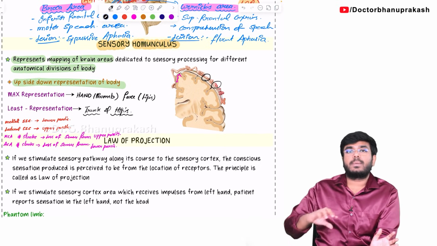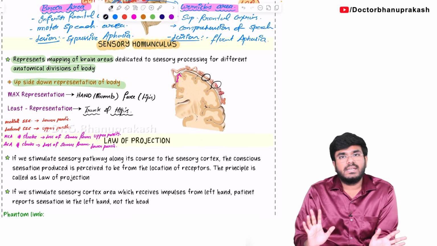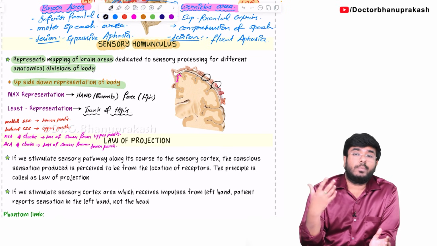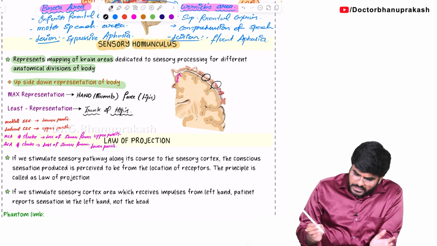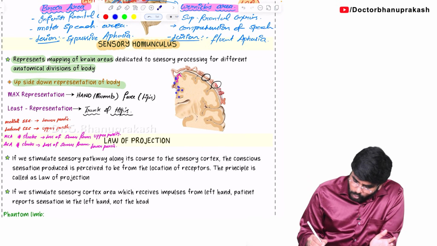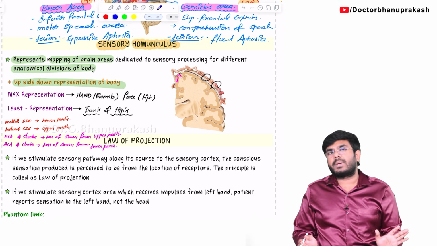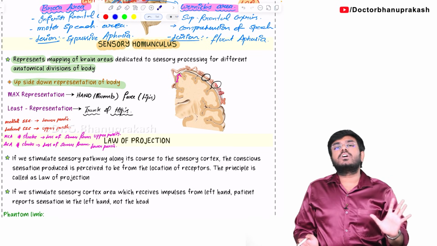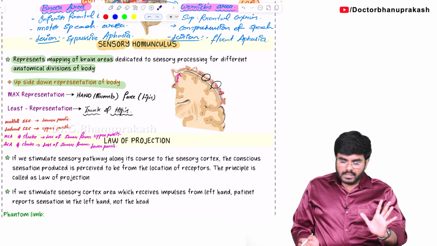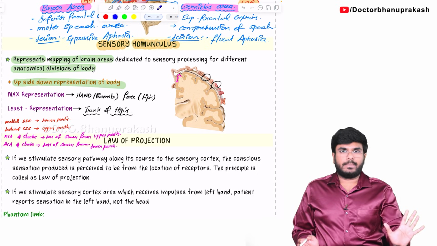So, these are the important points which I want you to know regarding the sensory homunculus. Sensory homunculus is the representation of the body parts over the somatosensory cortex. Just like the somatosensory homunculus, there is also a motor homunculus. Motor homunculus means different parts of the motor cortex are going to control different parts of the body. That will be the motor homunculus. So, just remember there is also a motor homunculus. For now, sensory homunculus we have completed.